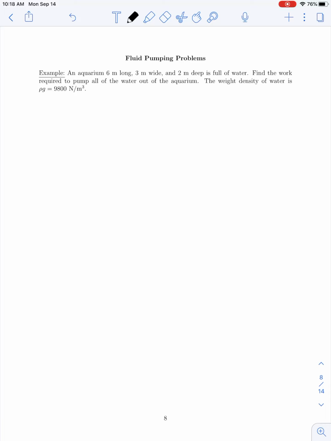So here we're still interested in finding the work required to accomplish some task, and here the task is pumping fluid out from a tank. As a typical example problem, let's look at the following. We have an aquarium which is 6 meters long, 3 meters wide, and 2 meters deep, and it's full of water. We're asked to find the work required to pump all of this water out of the aquarium.